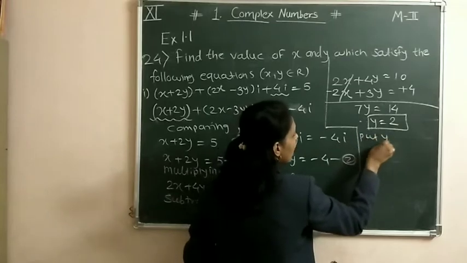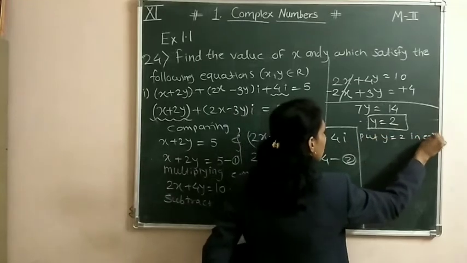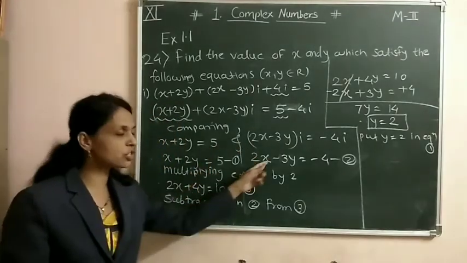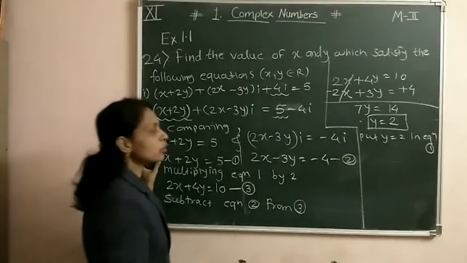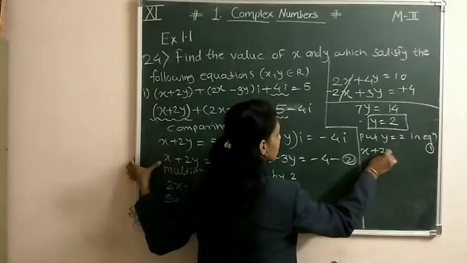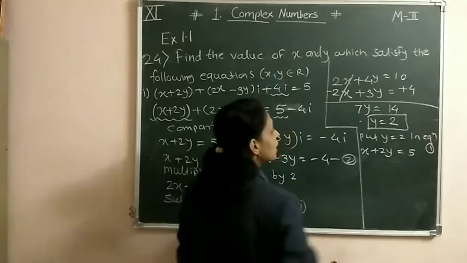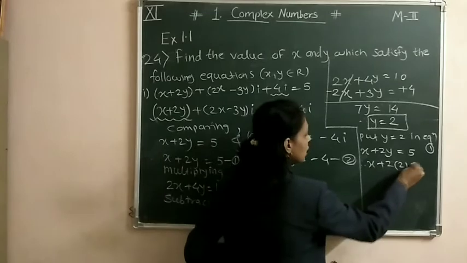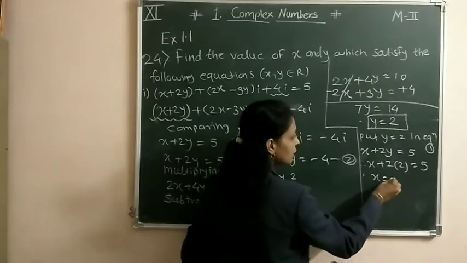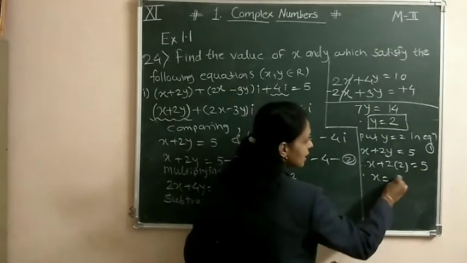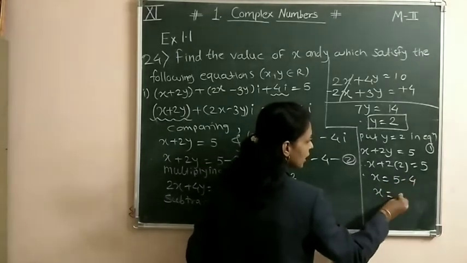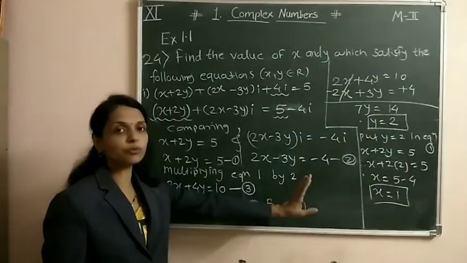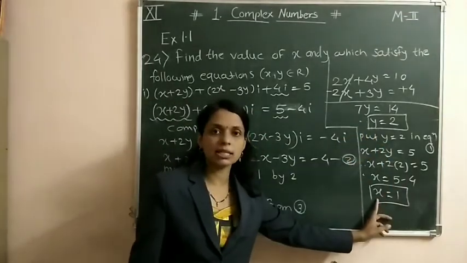Put y is equal to 2 in equation 1. What is equation 1? You can put it in any equation. We have 3 equations, you can put it in any of them, but comparatively the first equation is a little easier. Okay. Now put the y value 2 in that. Therefore x plus 2 into 2 is equal to 5. Therefore x is equal to, shift this 4 to that side, 5 minus 4. So x is equal to 1. So after solving this, we get the answer of y as 2 and answer of x as 1.